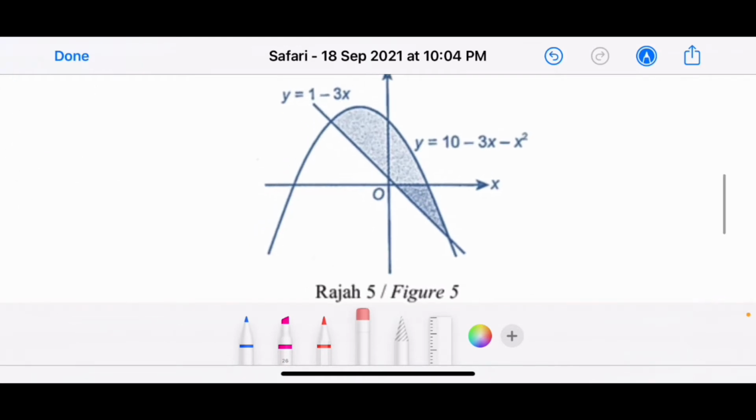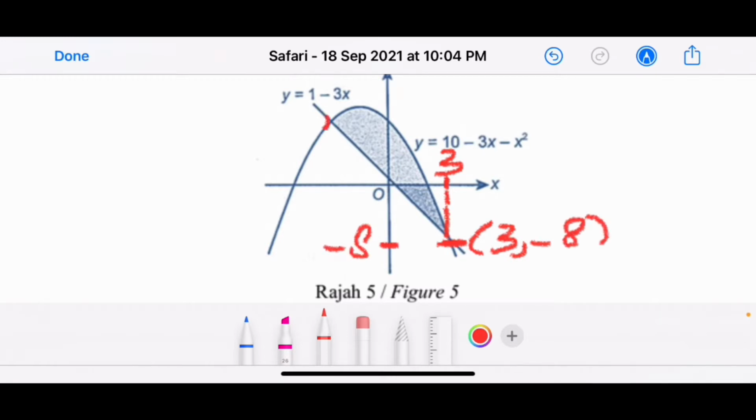First of all, I would like to highlight to you, this is 3, negative 8 here. Make sure the point is clear. This is negative 3, 10. So these 2 points are very important.